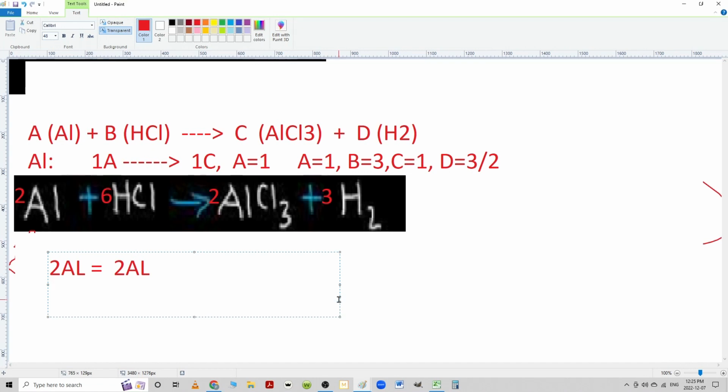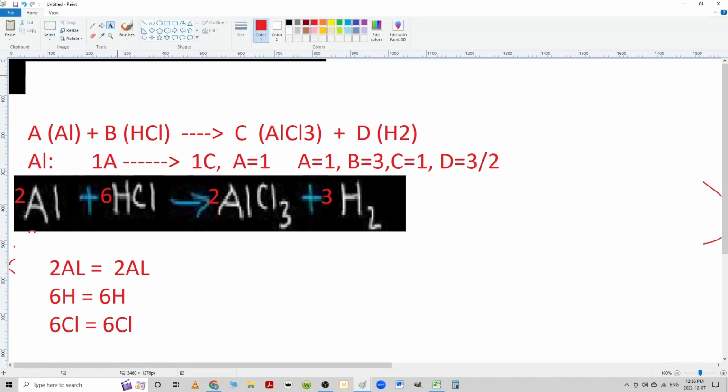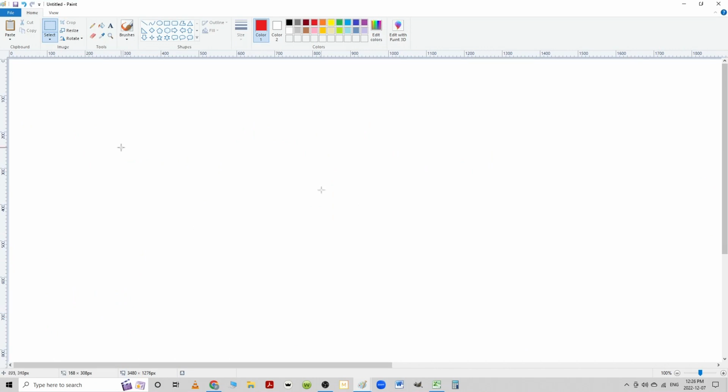If I add up the H's, I got 6 H's on the left side, and on the right side I got 3 times 2, which is 6 H's. And then finally, my chlorine: I've got 6 Cl's on the left side, and I've got 3 times 2 chlorines on the right side, which is 6 chlorines. And that all balances. It's a wonderful system, and it's great for people who are good at algebra and get frustrated by constantly doing the numbers back and forth.